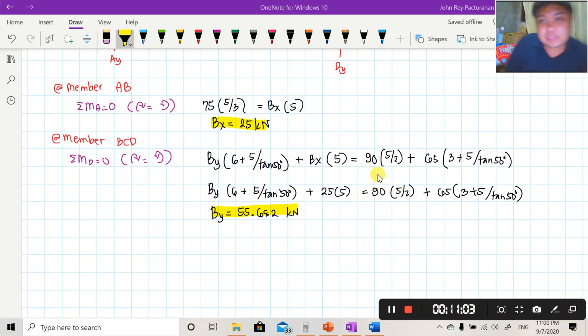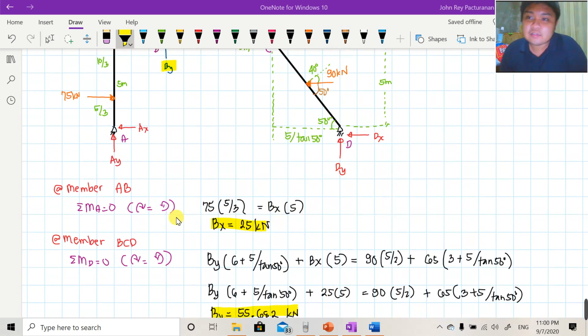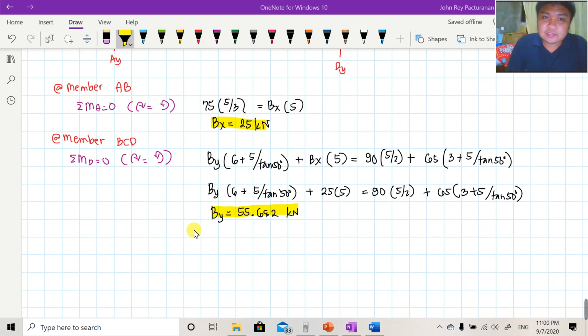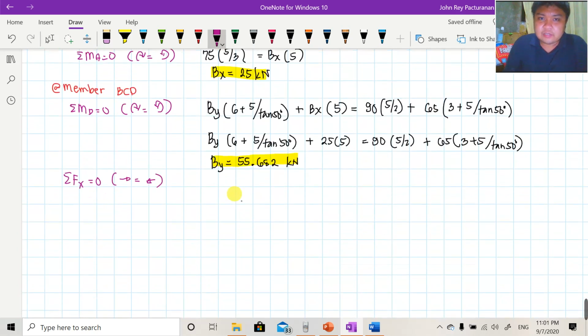Next, class, to find dx and dy, we'll use the remaining equations of equilibrium. For instance, summation of horizontal forces equals 0, so right equals left. Based on our drawing, the only force on the right is bx, so bx equals 90 plus dx.